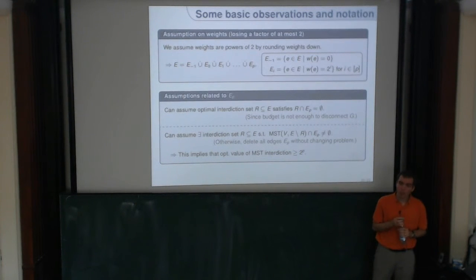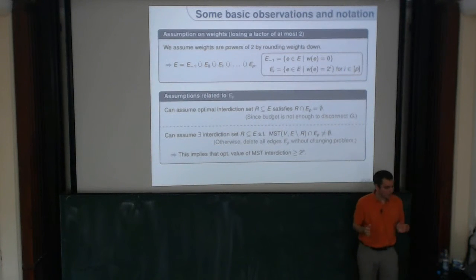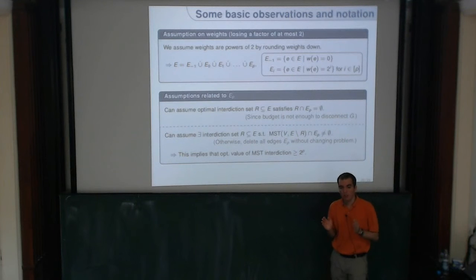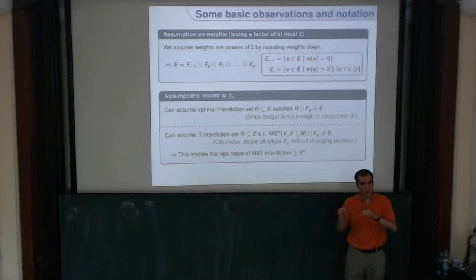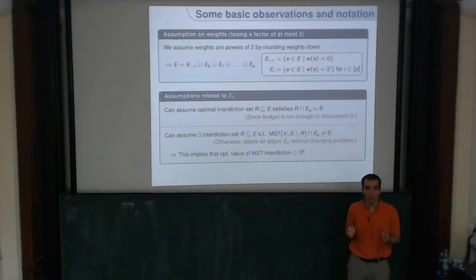Now I have a few further assumptions on Ep I would like to make. First, I will assume that an optimal interdiction set will never interdict an edge in Ep. That's not even an assumption, it follows from what I said so far. So it will never interdict the heaviest edge. The reason is the following. The only reason to interdict an edge of a certain weight is to get an edge of an even heavier weight into the MST. There is no edge heavier than 2 to the p, right? And I assumed you cannot disconnect the graph, so there's no reason to attack edges of weight 2 to the p. So that's good to know.